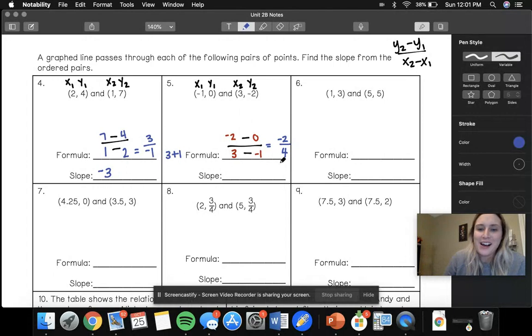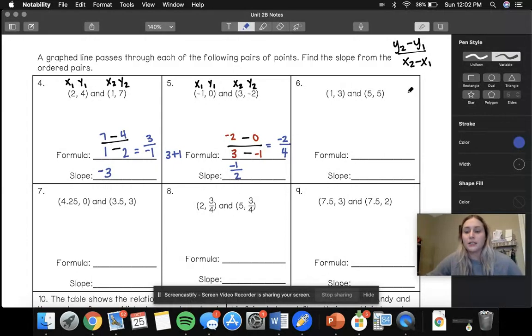All right, so now we can simplify negative 2 over 4 to have a slope of negative 1 over 2. That is an equivalent rate. So the slope of this line would be going down 1 over 2. So again, if you like the formula way, I like the formula way, it works all the time. Now, if you like another way, there is always another way.